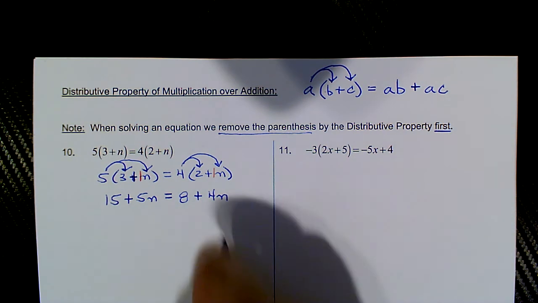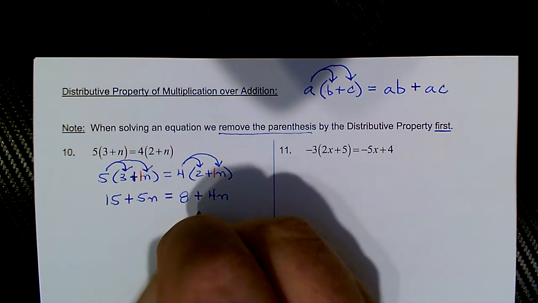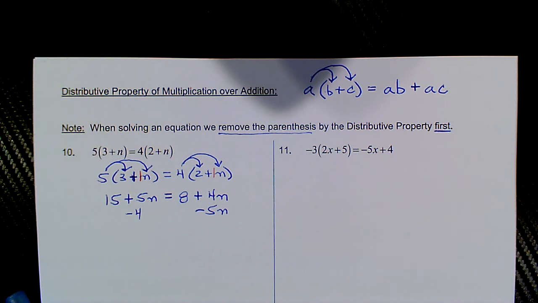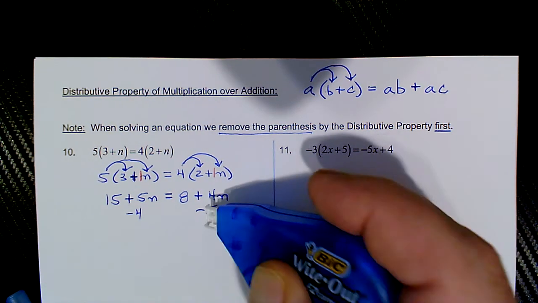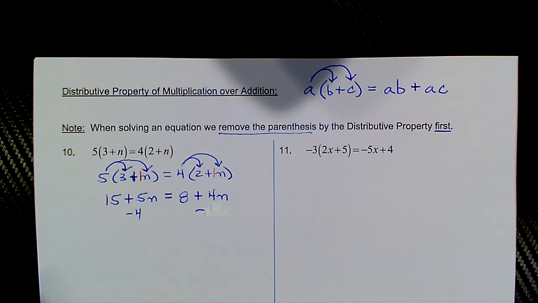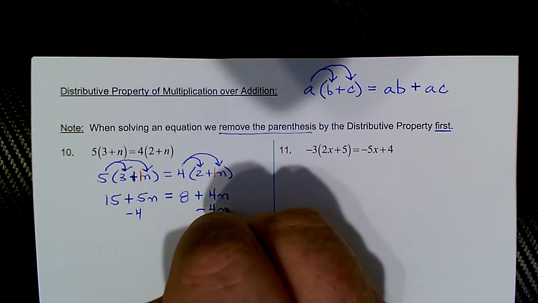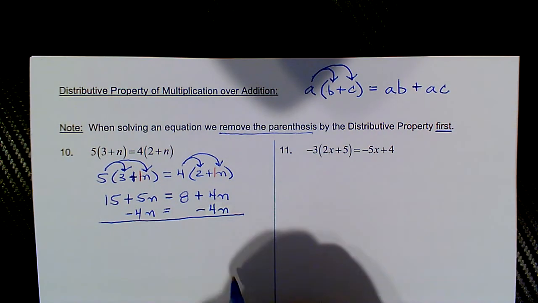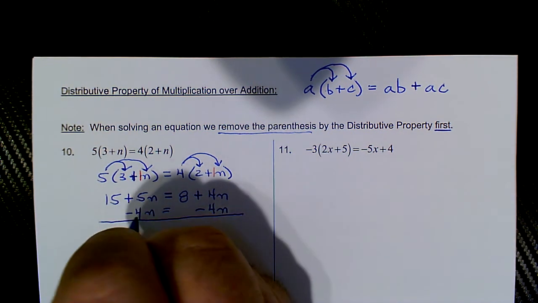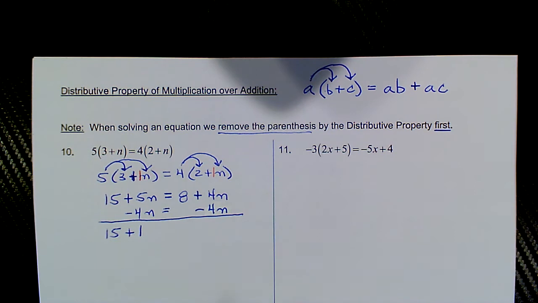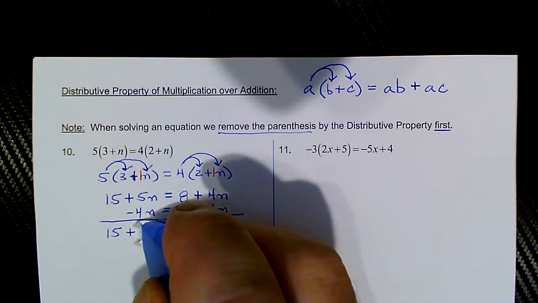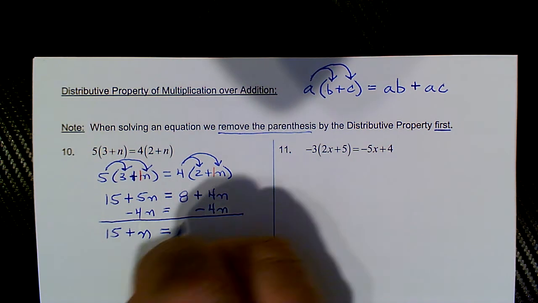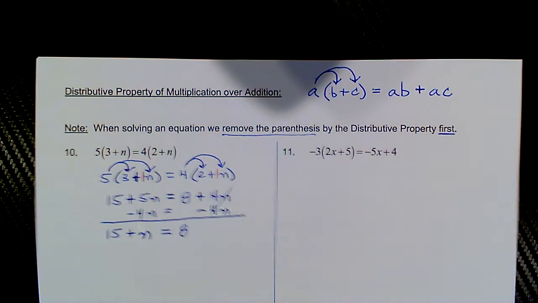Alright, so now variables on both sides. Let's get it to one side. Since 5 is bigger than 4, it looks like we'll move them to the left by subtracting 4n. So we're subtracting 4n from both sides of the equation. There's our addition bar. We'll need to bring down this 15. 5n minus 4n is 1n. We have to write plus to separate the terms. We could just write n. You could write 1n if you wish, but let's just write 15 plus n, line up the equals, bring down the 8, and the 4 n's are gone.